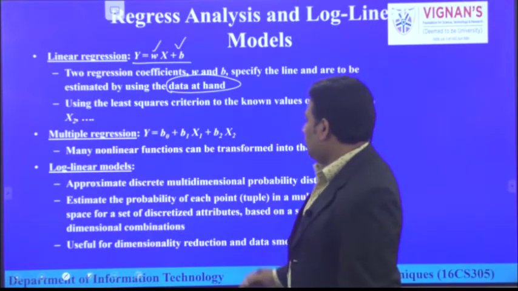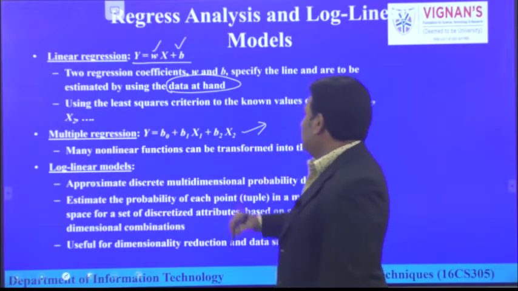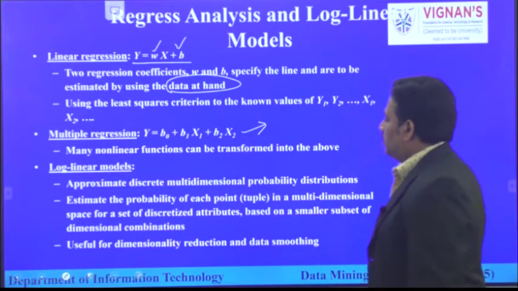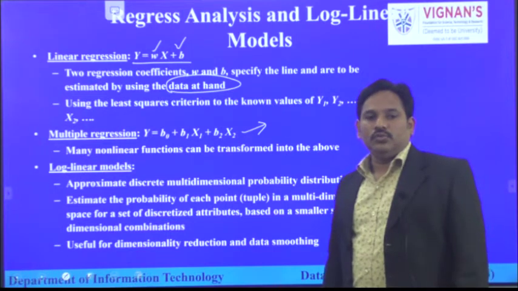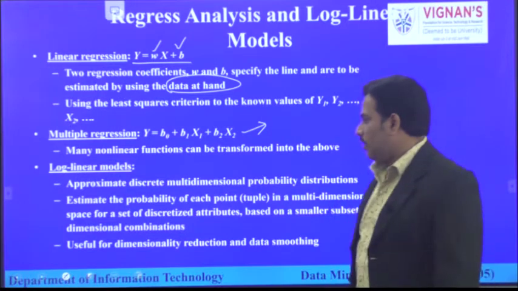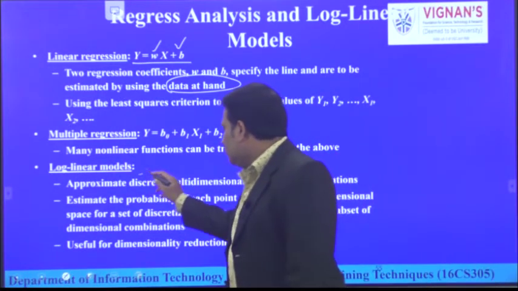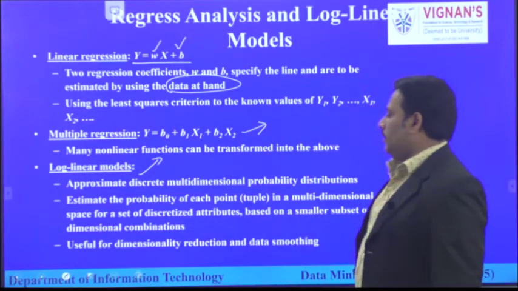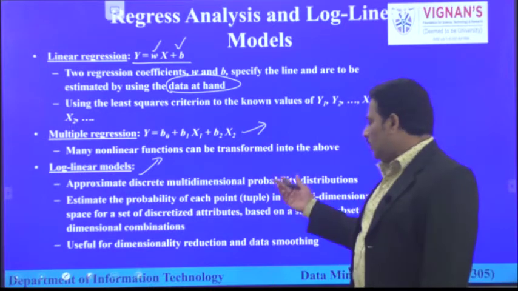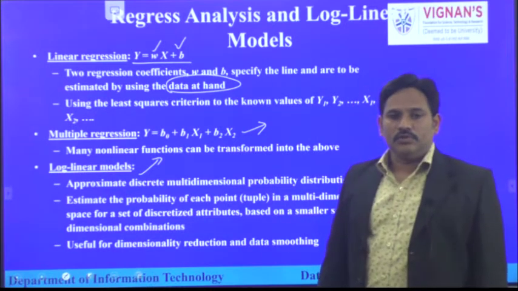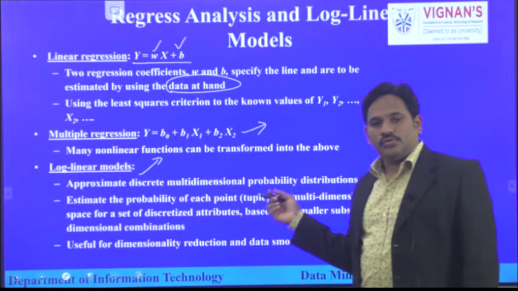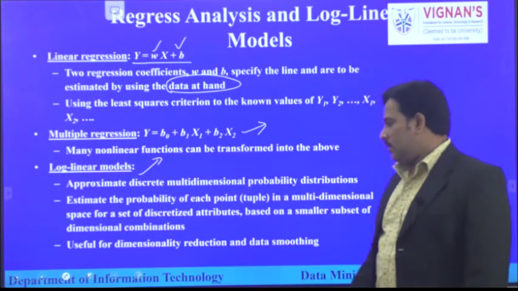When it comes to multiple regression, we are considering more than two variables, or you can say more than two regression coefficients. That means more than two dimensions are taken into consideration at a time to find the best fit of the model. When it comes to the log linear approach, discrete multidimensional probability estimates are used. Here we can go for a binomial distribution or a Poisson distribution, or any distribution technique which best suits the probabilistic approach applied in the log linear approach.